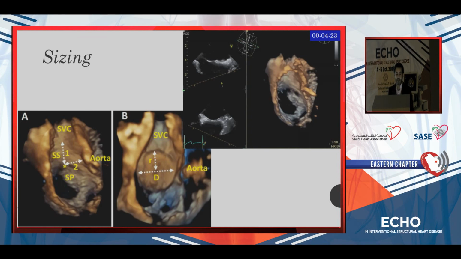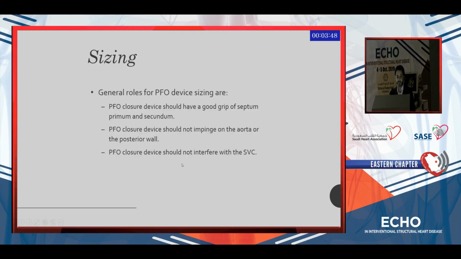However, the best way to do it, if you have the capability, is to do 3D. If you look here carefully, the video stopped playing, but no problem. This is a thin septum primum, and you see here a dropout, but your device will be somewhere here where the star is. What you need to measure is the distance to the SVC and the distance to the aorta, and make sure your device will cover this area without impinging on the aorta or reaching the SVC. This is a good size PFO closure device. You see, it covers most of the fossa ovalis without reaching the SVC or pressing on the aorta.